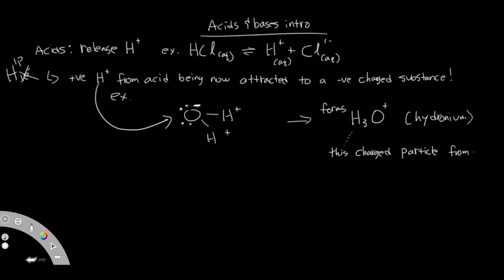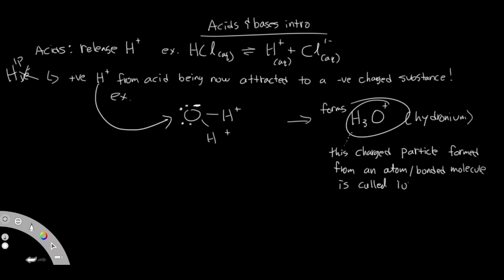formed from an atom. I know we don't see this as an atom, right? This H2O is not really an atom. It's like a bonded molecule. So it can be from an atom or bonded molecule. So this charged particle here that formed from this bonded molecule, what is this process called? It is called ionization. So this is ionization.